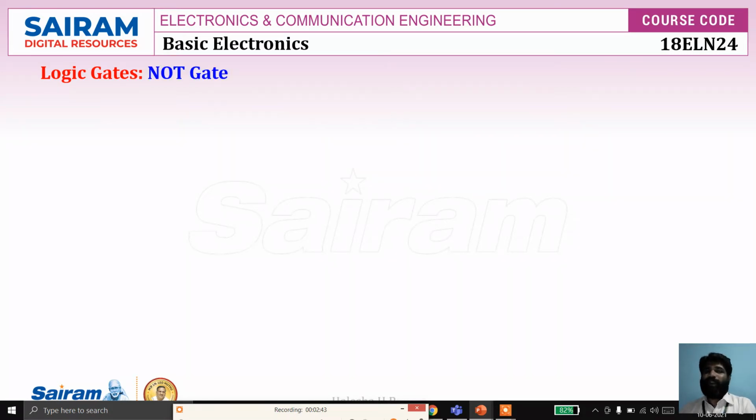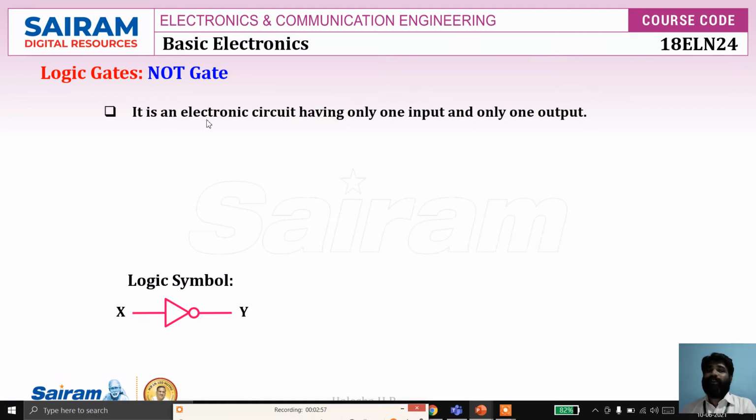First we'll see the NOT gate. What is a NOT gate? It is an electronic circuit. This is the symbol of the NOT gate: a buffer and an output bubble. X is the input, Y is the output. It is an electronic circuit having only one input and only one output. In turn, these logic gates are also made up of components like transistors, so we call it an electronic circuit. The logic gate itself is an electronic circuit available in an integrated circuit, having only one input and one output. The output signal is always opposite to the input signal, that is, the complement.